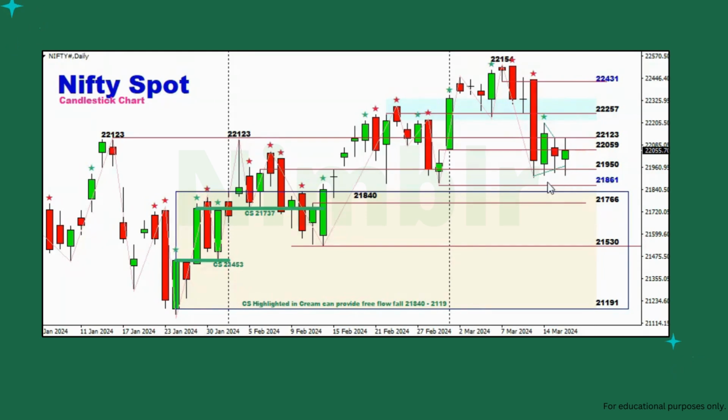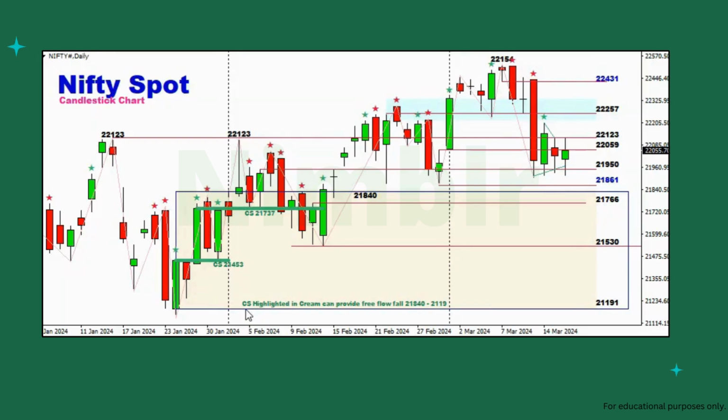Earlier also I had said, in the event there is a fall from here, we are going to have some effect of something called candle shunting. Meaning what? The close of a momentum candle cuts on the right another momentum candle, and then that cuts on the right another momentum candle. All these candles are in momentum. They provide a rotation, they provide a free flow.